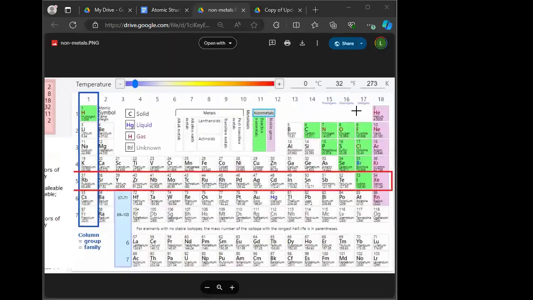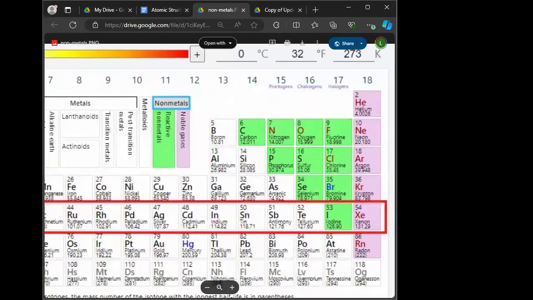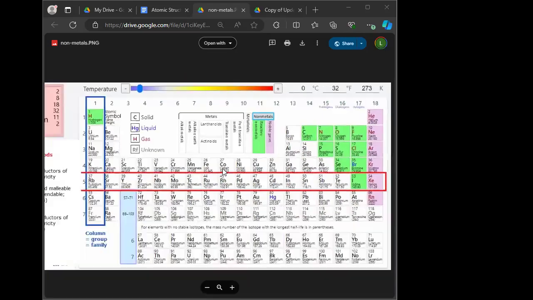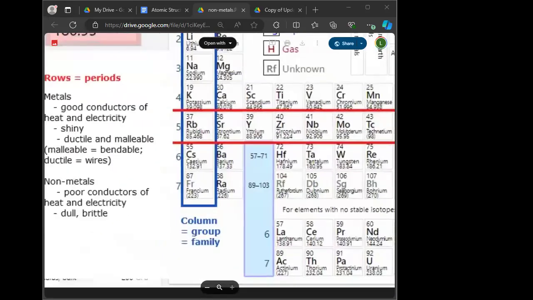Okay, the nonmetals are more on the right-hand side of the periodic table. And they tend to have the opposite properties of metals. So they are poor conductors of heat and electricity. They're only semi-ductile, and then they're dull and brittle. And that's it.